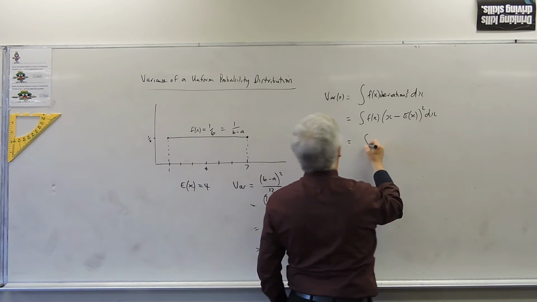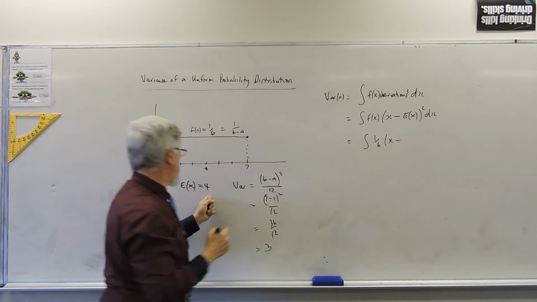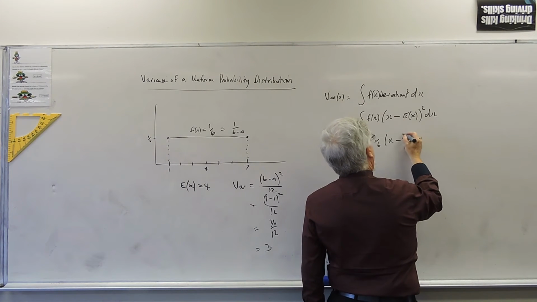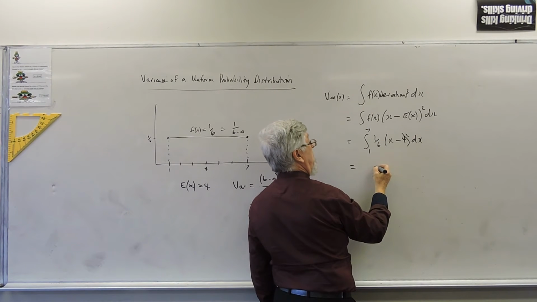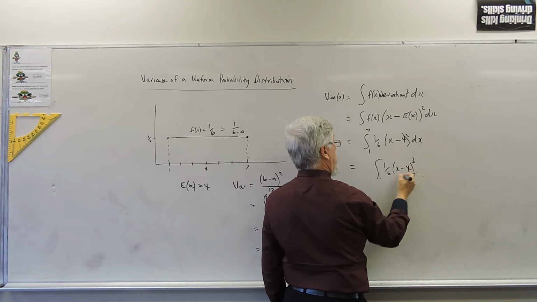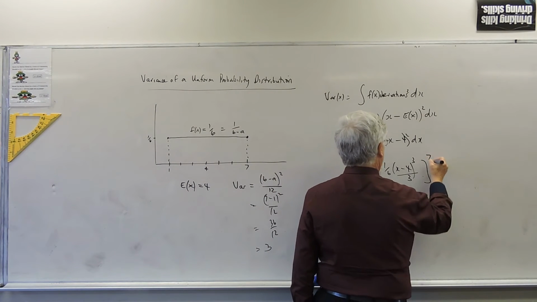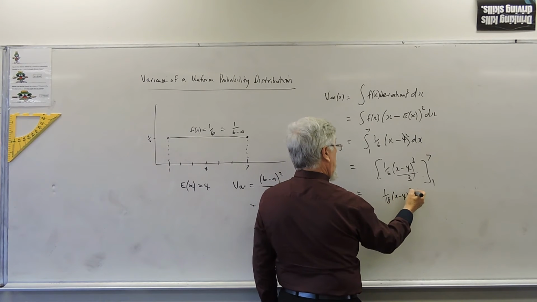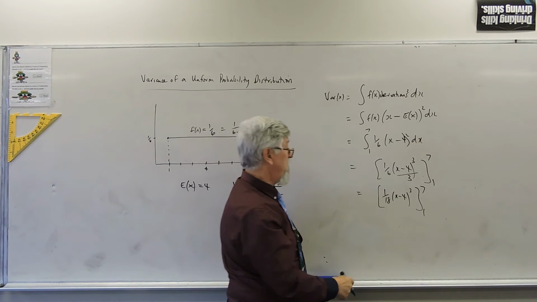So our integral is a 6th of x minus 4 squared dx from 1 to 7. We've got a 6th of x minus 4 cubed on 3 from 1 to 7. You could simplify, that's an 18th of x minus 4 cubed. Multiply the tops and multiply the bottoms.